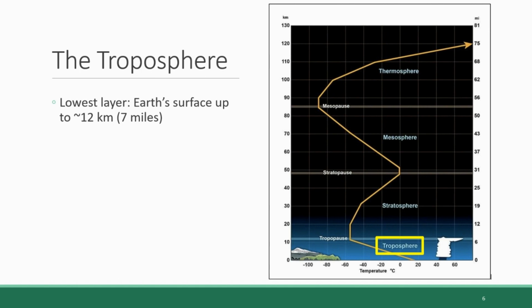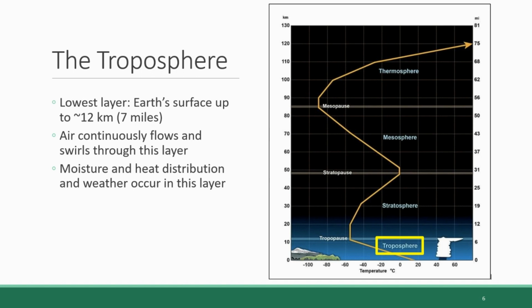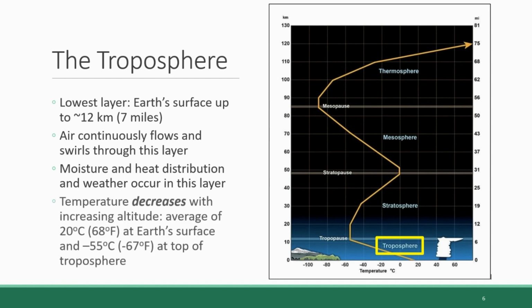And within the troposphere, air flows and swirls continuously, and that activity allows both moisture and heat to be distributed across the planet. And it also plays a role in weather events because the troposphere is where weather happens. And the continuous movement of gases in the troposphere is tied to the temperature gradient that is seen within this layer. So as you move upward in the troposphere, the temperature decreases and gets colder. This is generally why it's colder at higher elevations, at the tops of mountains, that sort of thing.